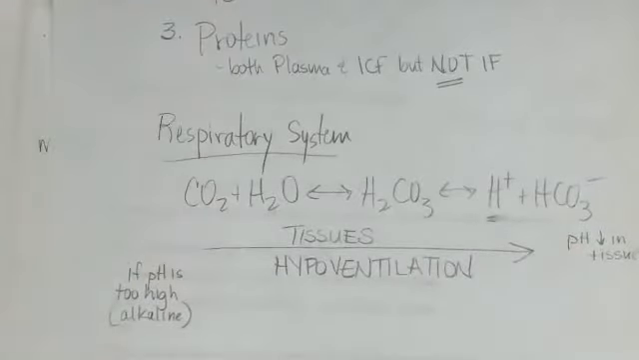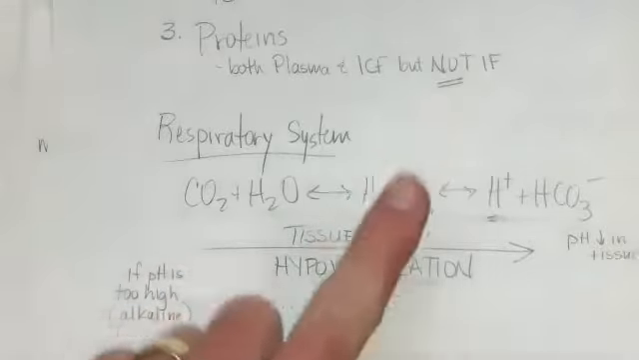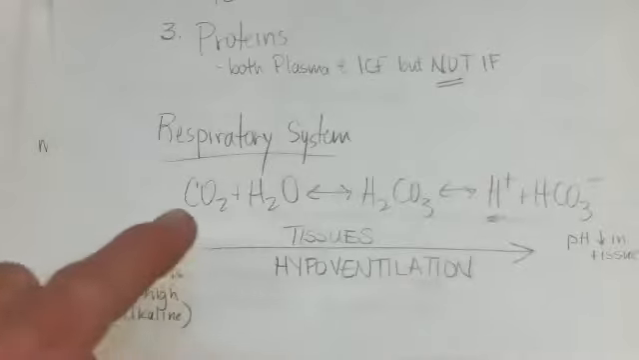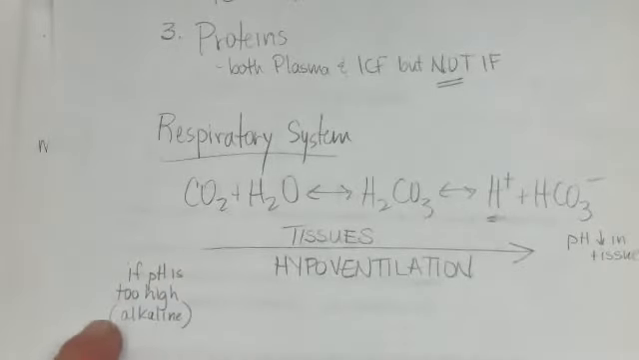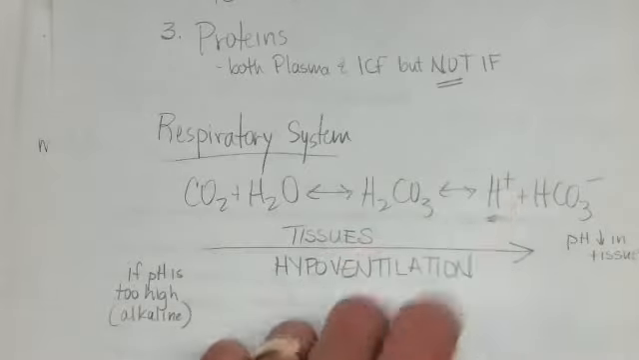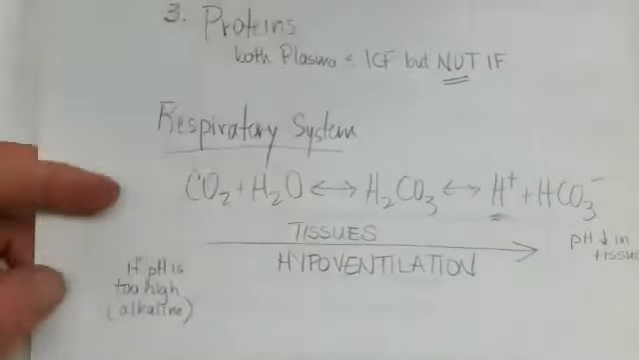If my pH is too alkaline and I've used up all my carbonic acid, I'm going to decrease my rate and depth of breathing. Hypoventilation is going to correct for an alkaline situation, because I'm going to increase the number of hydrogen ions that I have right here. We'll talk about how you get into an alkaline situation in just a minute.